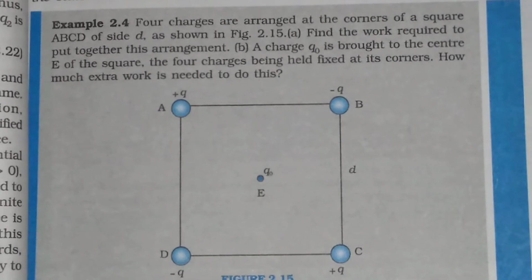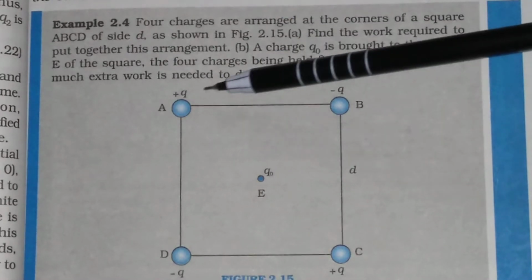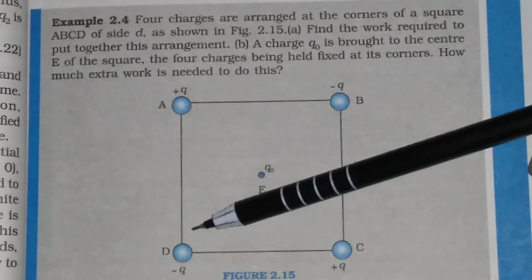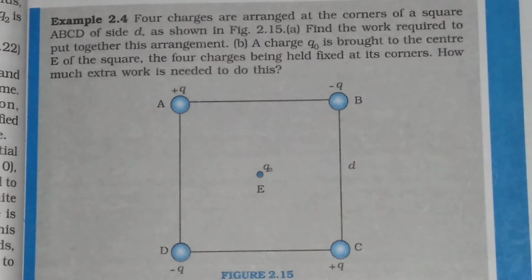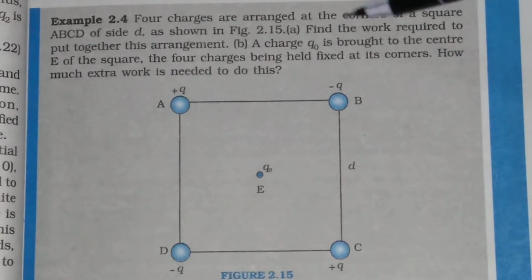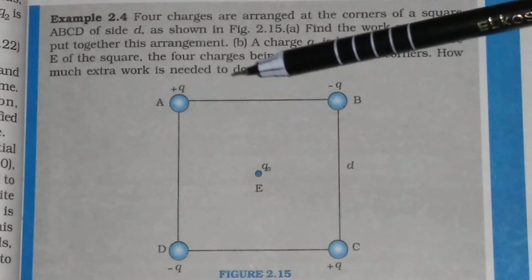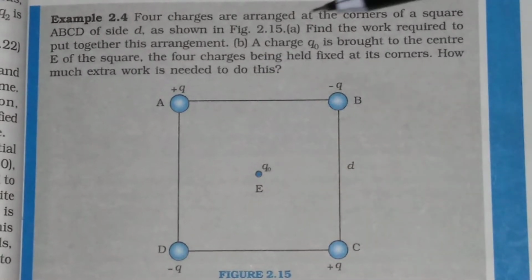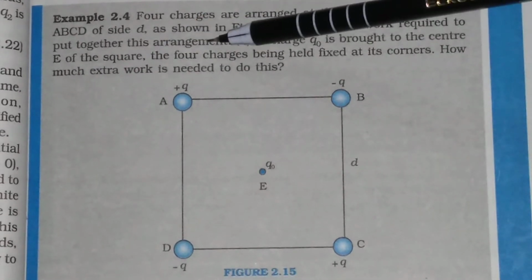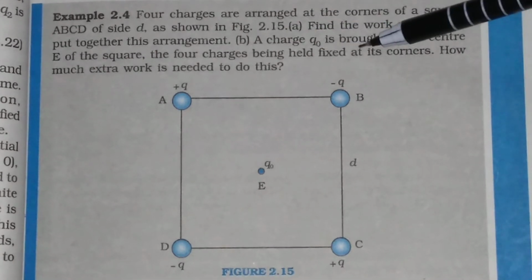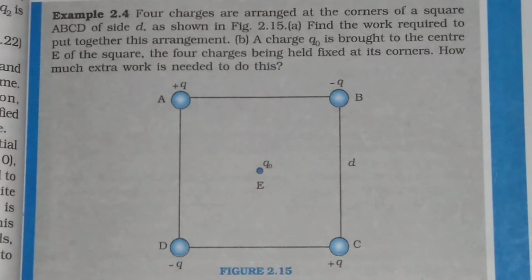Let us work out a problem. 4 charges are arranged at the corners of a square ABCD. So these are the 4 corners ABCD of side d. The side of the square is d. Find the work required to put together this arrangement. So what will be the work done in doing this arrangement? The second question is, a charge q0 is brought to the center E of the square, the 4 charges being held fixed at the corners. How much extra work is needed to do this?